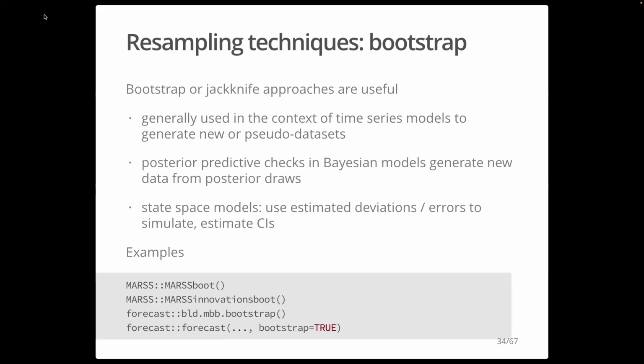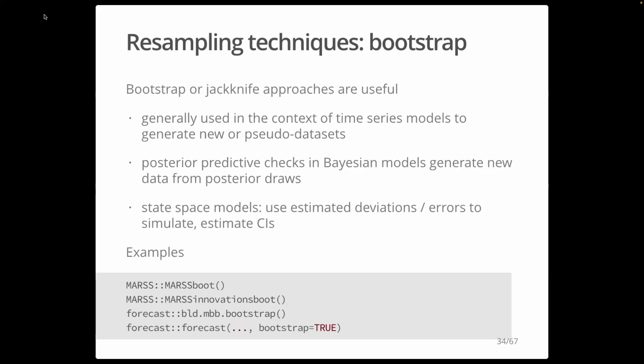In MARS, there are a few functions that will help do this. We have some bootstrapping functions with marsboot, and this is a way to generate confidence intervals, for example, on parameters in your model. The marsboot function is a really good way to generate uncertainty.